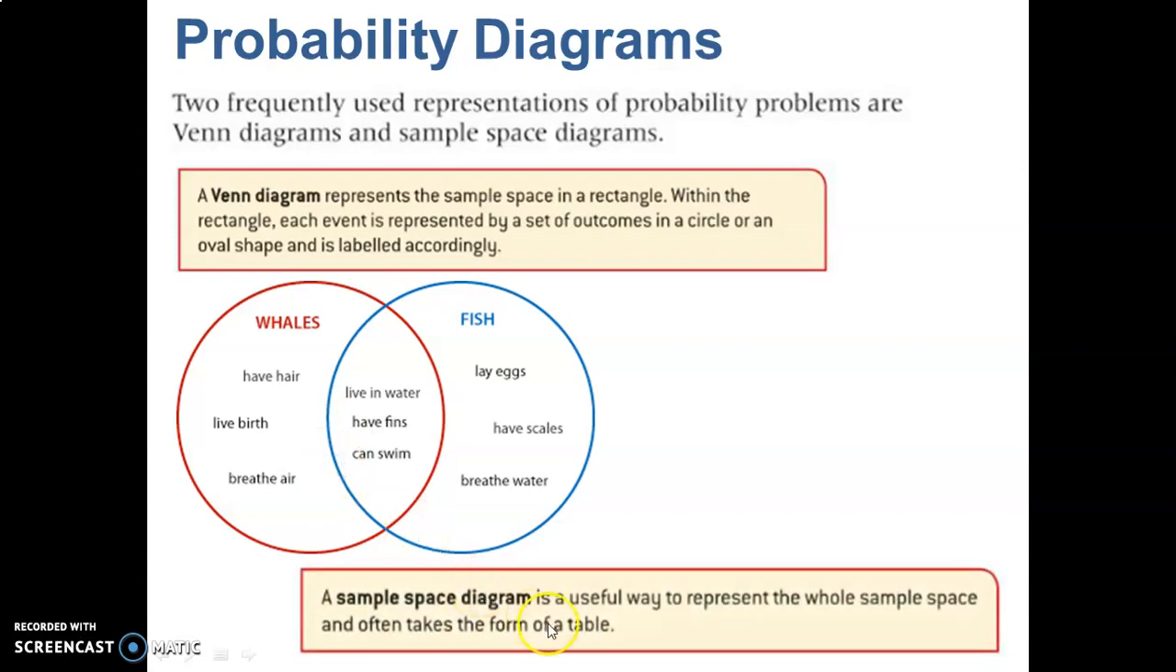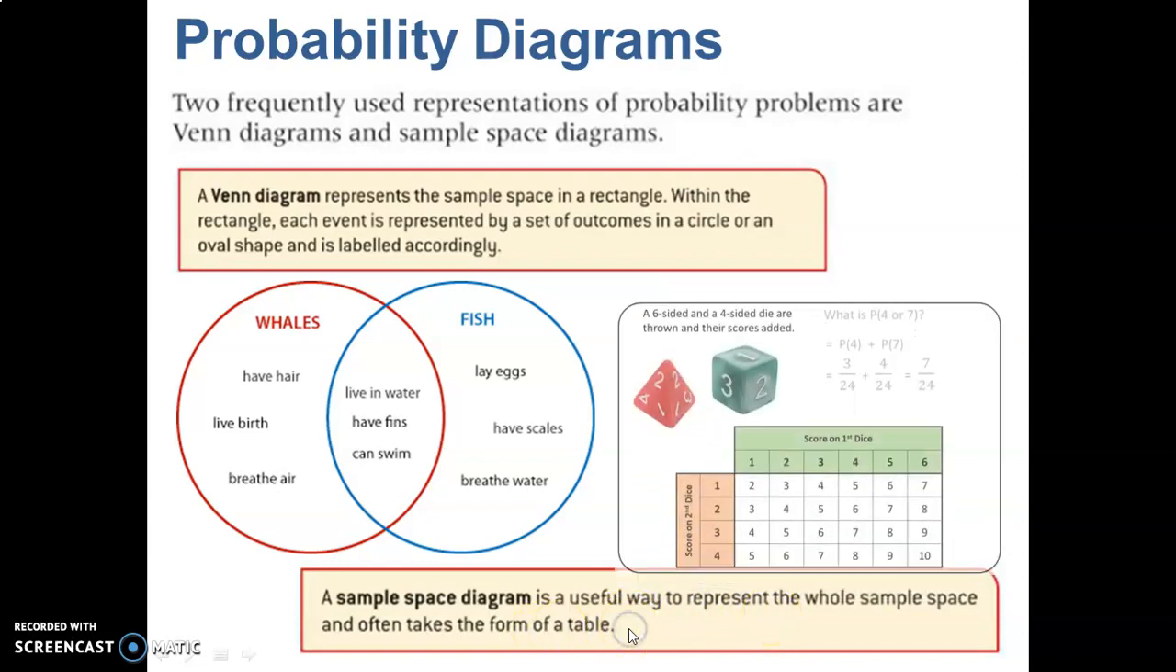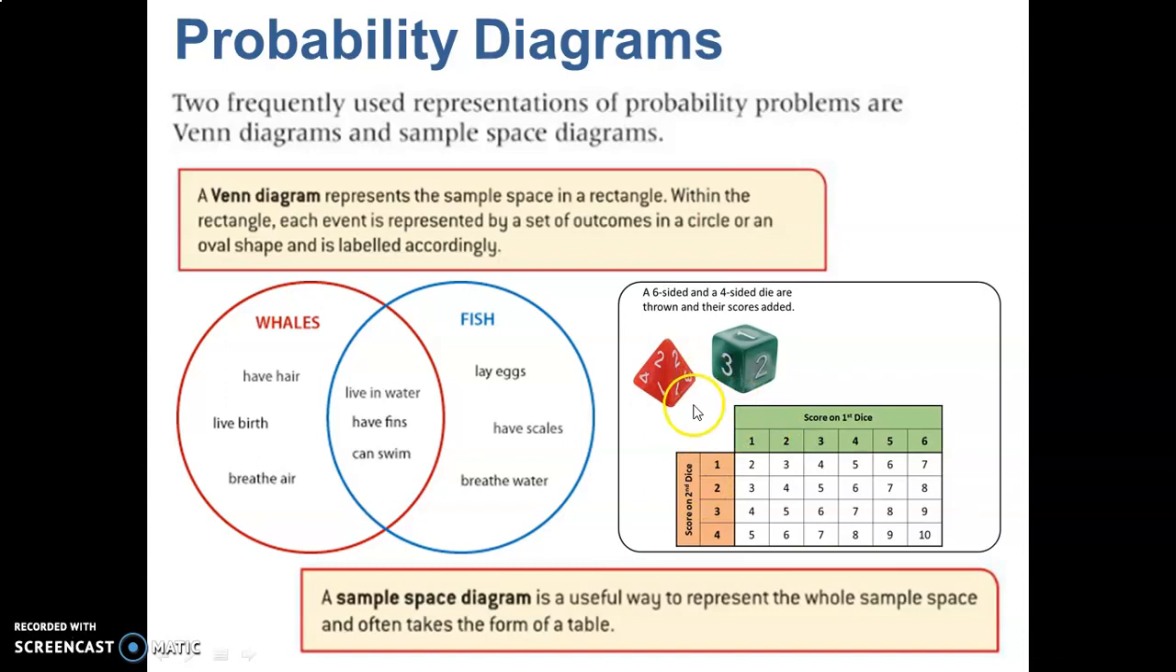A sample space diagram is another useful way to represent a sample space. It often takes the form of a table. For example, we have this one. Let's say you roll a 4-sided die and a 6-sided die. You want to represent the results of adding the results of the sides rolled.